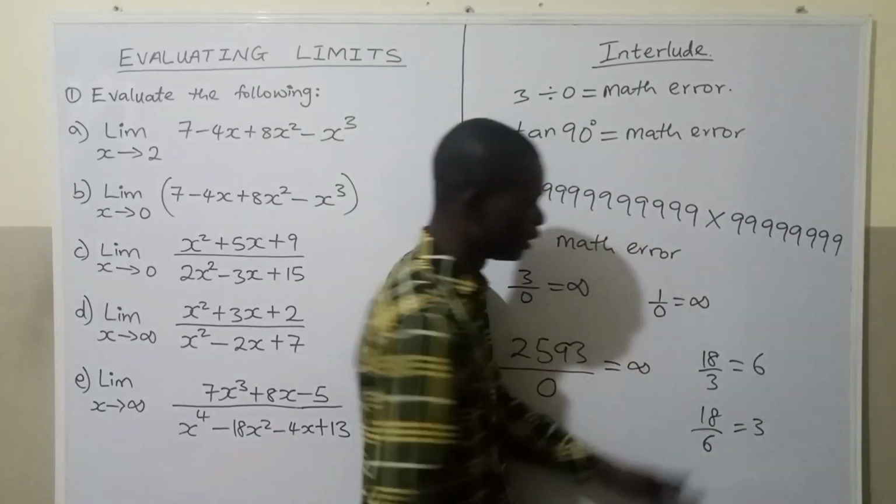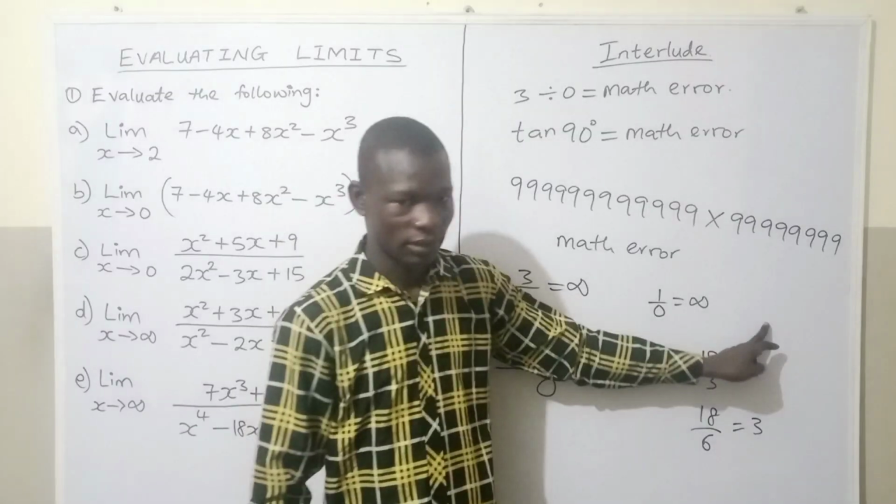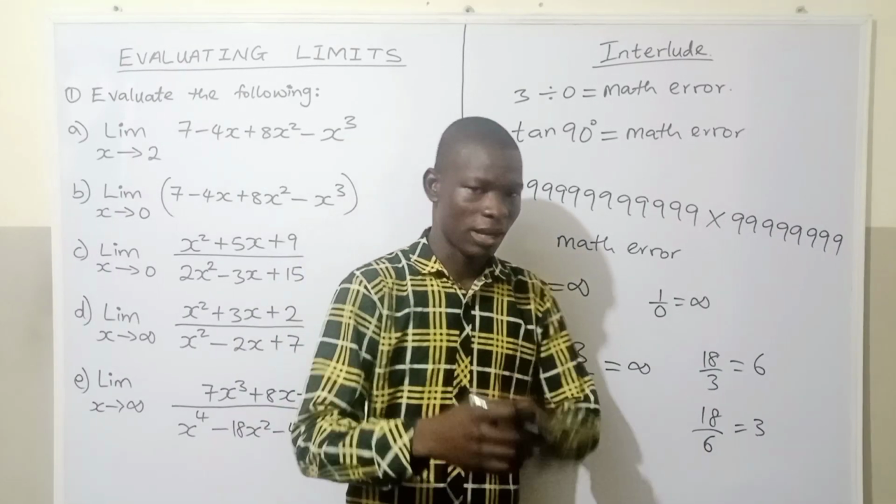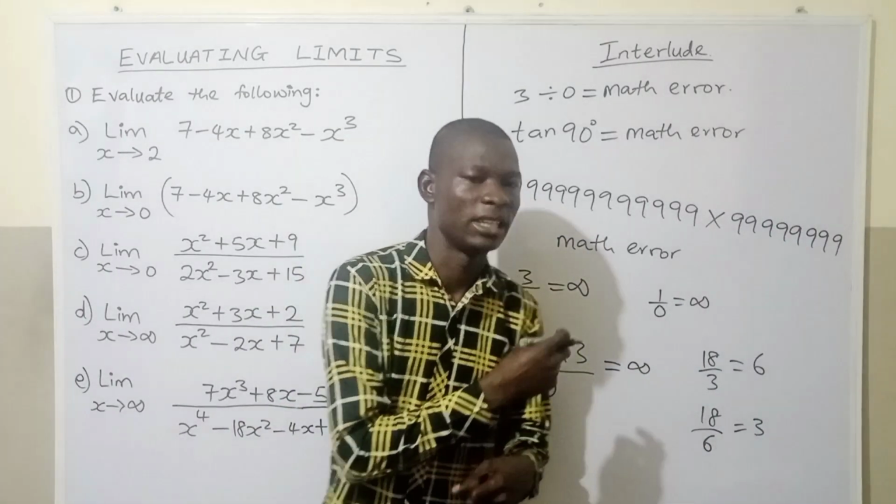0 or equals to 3. 18 divided by 3 is equals to 6. That implies that 18 divided by 6 also will be going to be equals to what? 0. And we're going to be applying that concept in here.